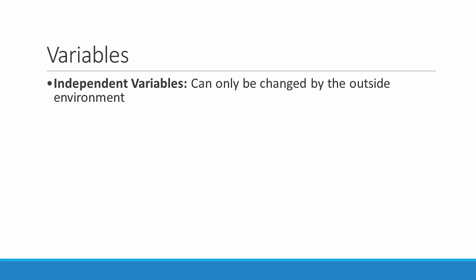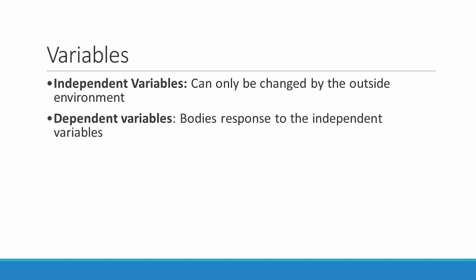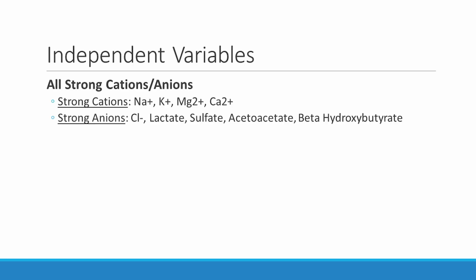Variables we're going to talk about, we have our independent variables. The definition of an independent variable is that it can only be changed from the outside environment. So if you have a patient that has hypernatremia, their body can't just start breaking down sodium because it doesn't want it. It has to rely on the outside environment or changes in order to reduce that sodium down. Versus a dependent variable, the body can make or break down and respond based on the independent variables. So out of our list, the independent variables are all the strong cations and anions.